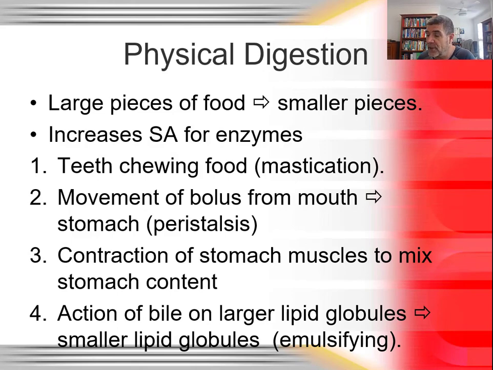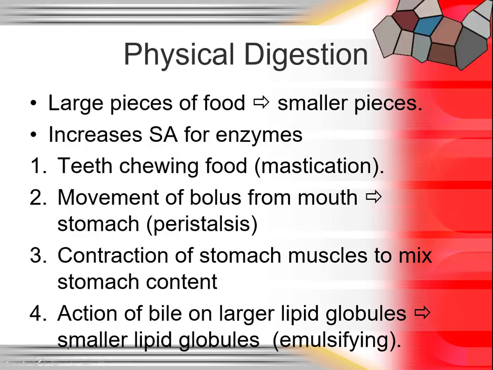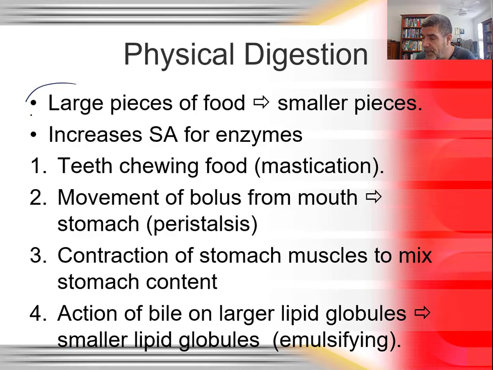And the first thing we need to look at is physical digestion. So basically physical digestion is breaking down large pieces of food into smaller pieces. It's a physical change, not a chemical change. So it doesn't involve any chemical reactions.